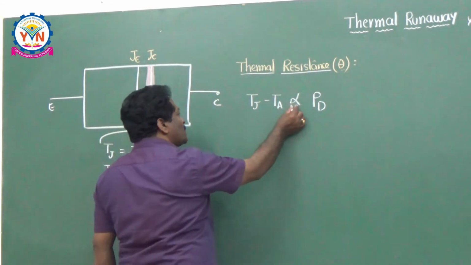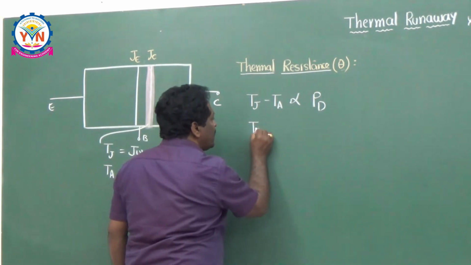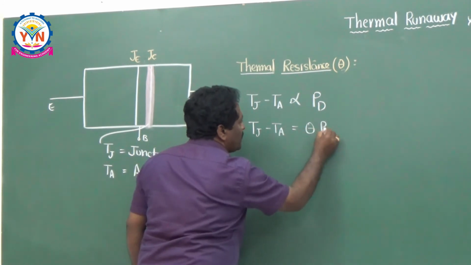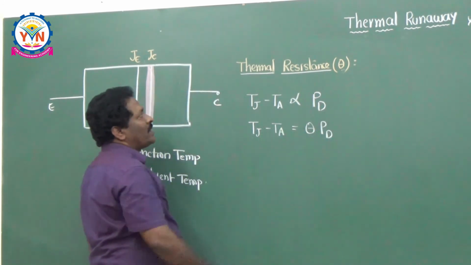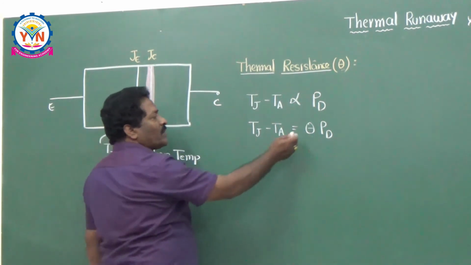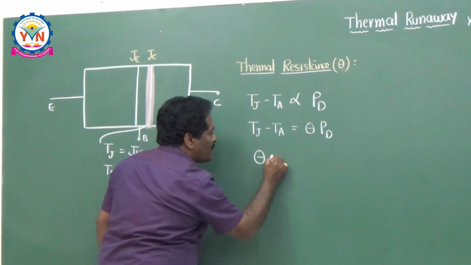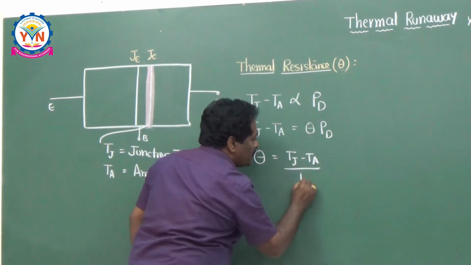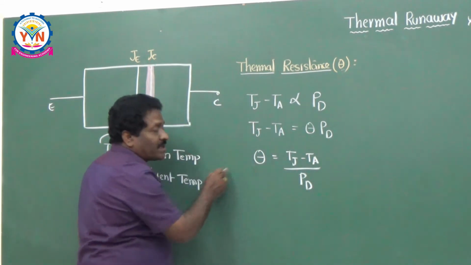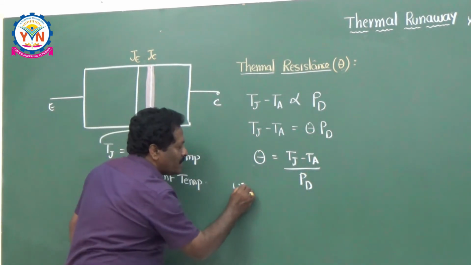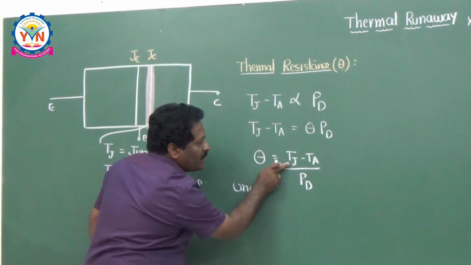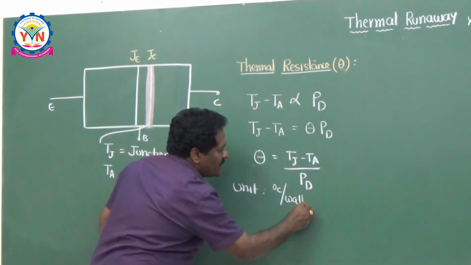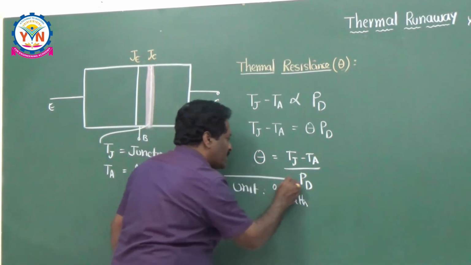If you remove this proportionality, you can write here Tj minus Ta is equal to theta into Pd. This theta is nothing but your thermal resistance. So, from this I can write down theta, thermal resistance, is equal to Tj minus Ta divided by Pd. So, what is the unit of this thermal resistance? Thermal resistance unit is temperature by power. Temperature means degree centigrade divided by watts. This is the unit of your thermal resistance.